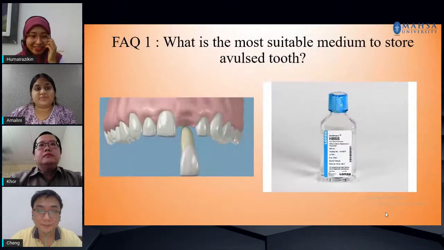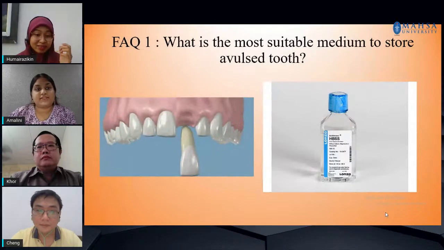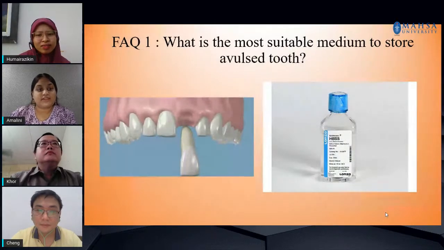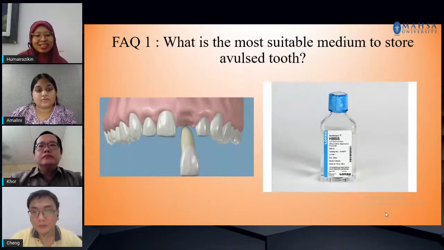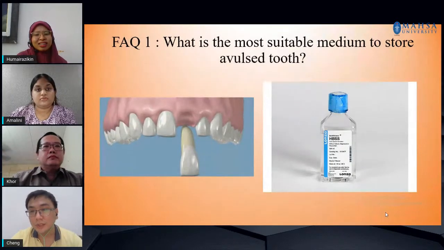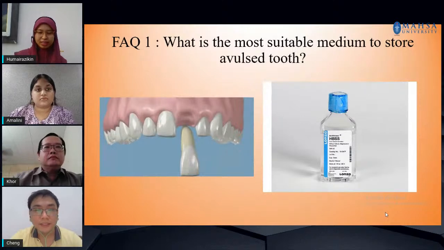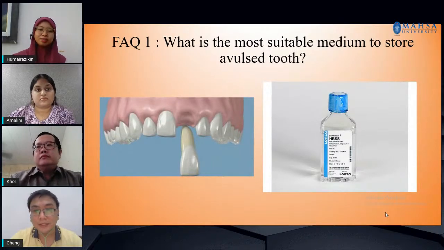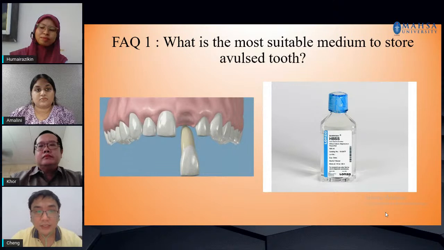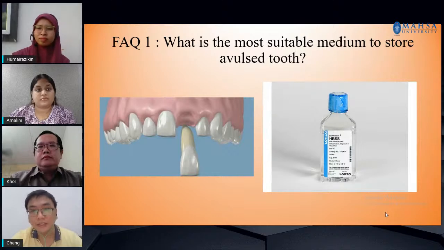What is the most suitable medium to store an avulsed tooth? Can I direct this question back again to Dr. Cheng? Hi. For the most suitable medium to store the avulsed tooth, as we mentioned just now, milk is the best solution. If we can't find milk, then we can store it in saline as mentioned, or you can just store it in a buffer sheet or our own saliva.